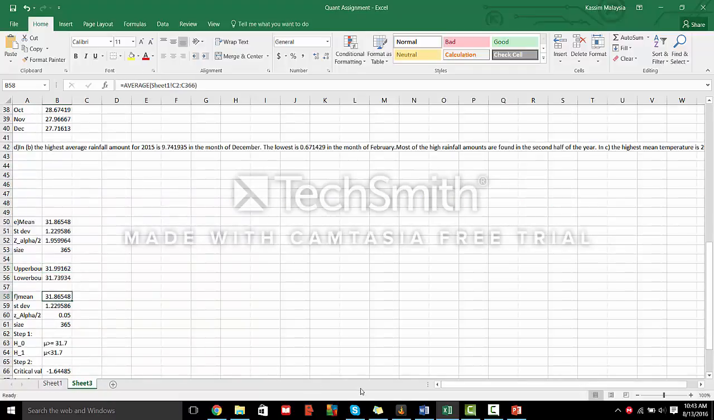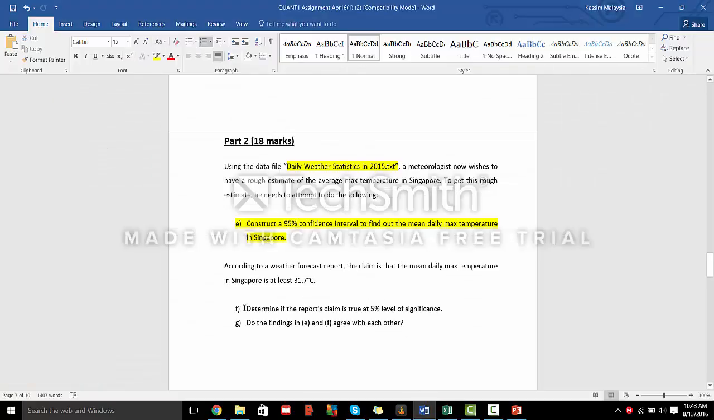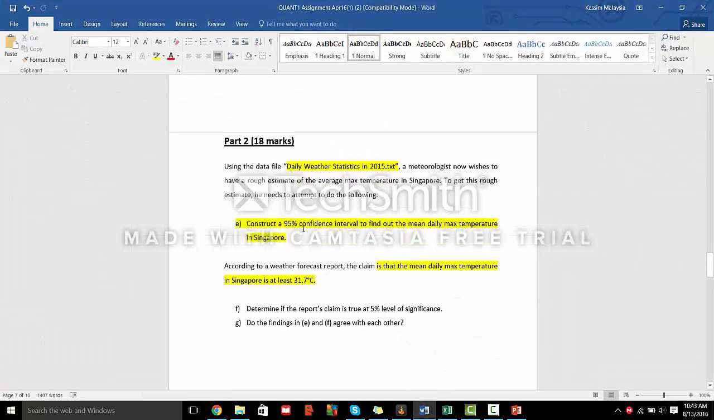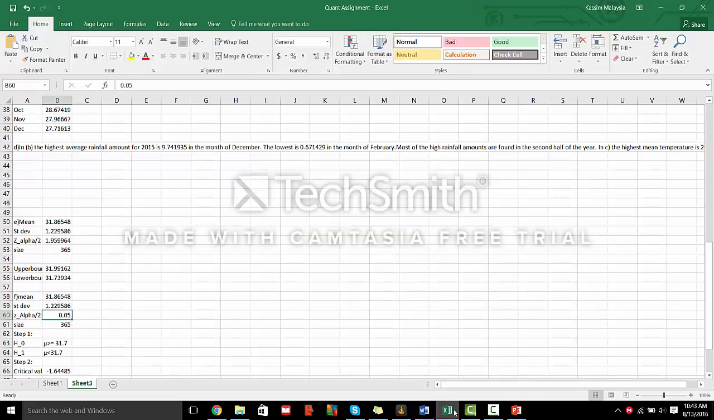So F, what is F? So they claim that the daily mean temperature is at least 31.7 degrees Celsius. So the mean, you can take the one on top, it's the same, standard deviation is the same, but the Z alpha is different, because instead of 90% verified confidence interval it is 5% level of significance. So that's why we can use 0.05. So size is the same.